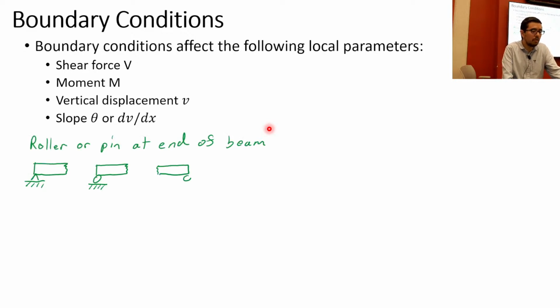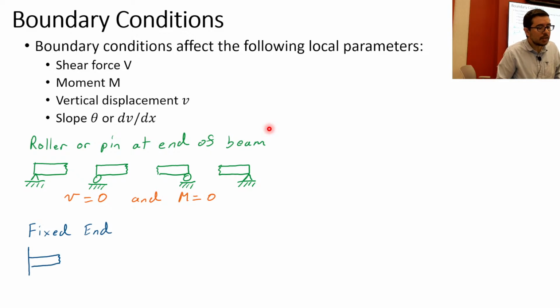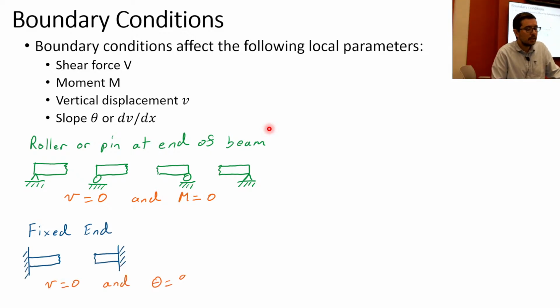So if you have a roller or pin at the end of a beam, the boundary condition is that the displacement is equal to 0 and the moment is equal to 0. There's force though. There's transverse force there. If you have a fixed end, the displacement is 0, and guess what? This is maybe one nice thing about a fixed end, is that the slope coming out of that wall is horizontal. So you can use that relationship at the walls.